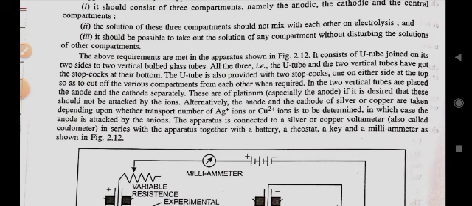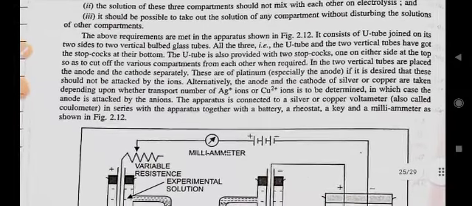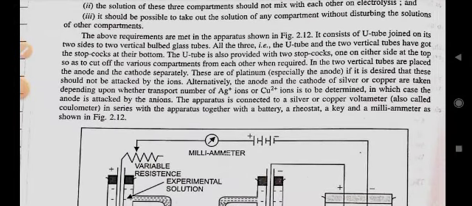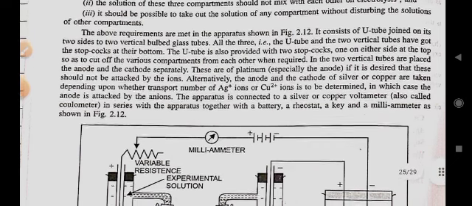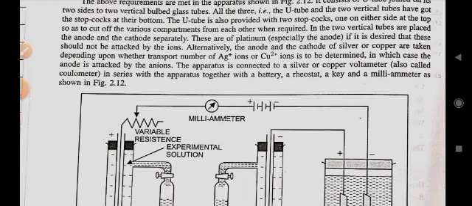It consists of a U-tube joined on its 2 sides to 2 vertical bulb glass tubes. All the 3, that is the U-tube and the 2 vertical tubes, have stopcocks at their bottom. The U-tube is also provided with 2 stopcocks, one on either side at the top, so as to cut off the various compartments from each other when required. In the 2 vertical tubes are placed the anode and the cathode separately. These are of platinum. It is desired that these should not be attacked by the ions.